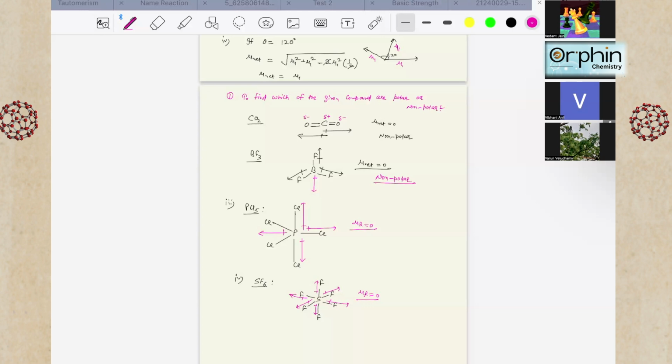I'm repeating it again. From these observations, we can take IF7, we can take CH4. In all these cases, the net dipole moment is zero. So what is the observation? When the central atom has no lone pair and all the surrounding atoms are the same, that means regular geometry. In that case, the net dipole moment will be zero.